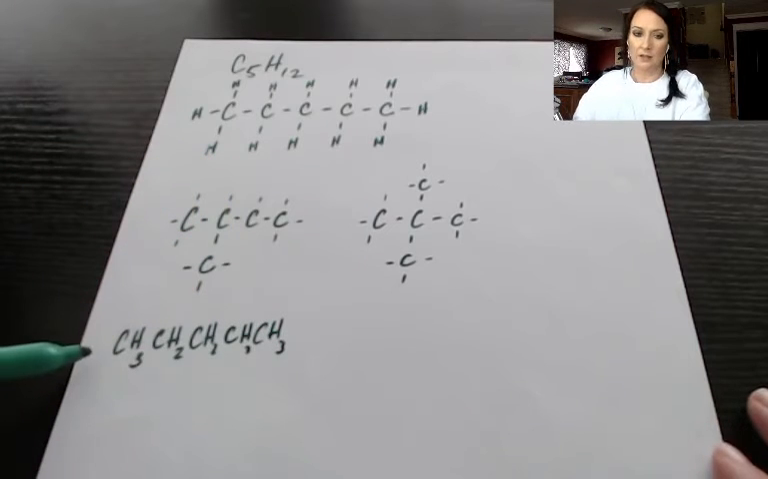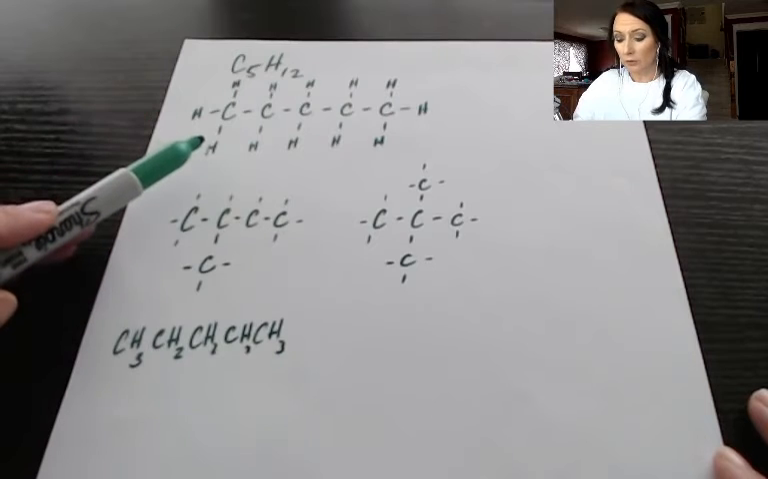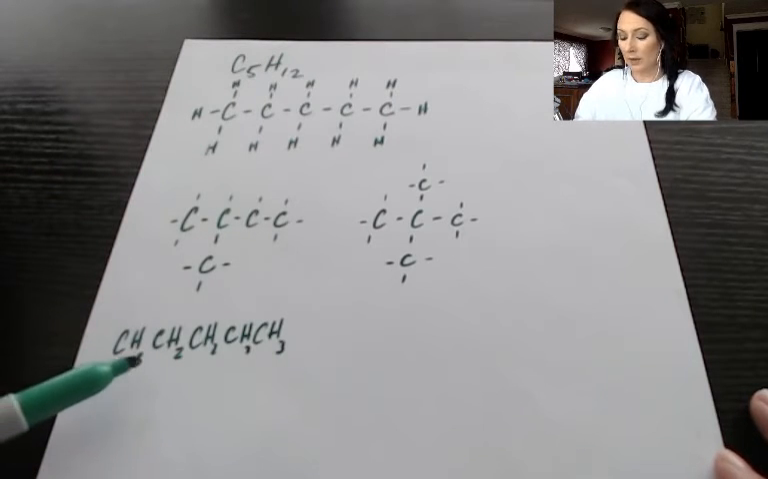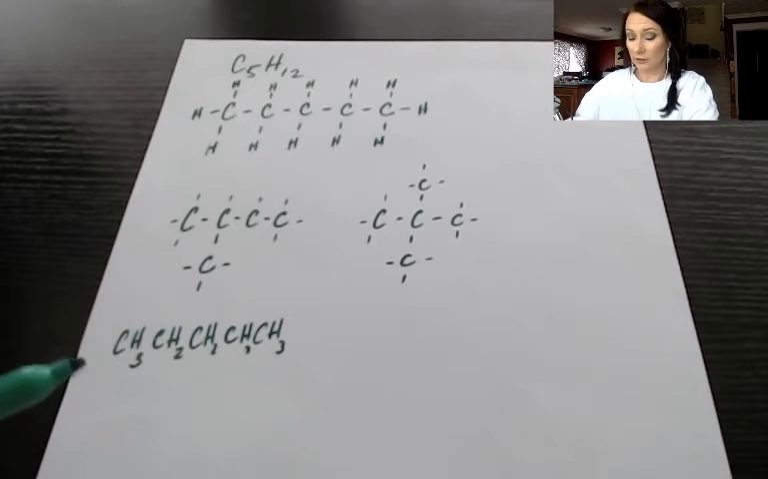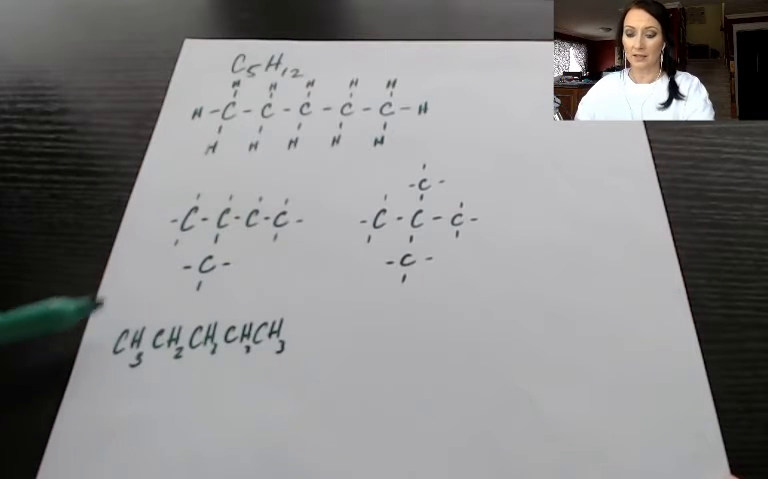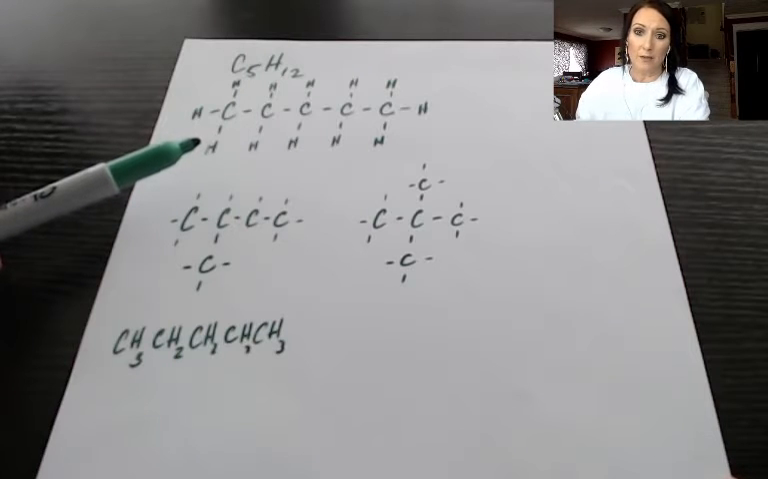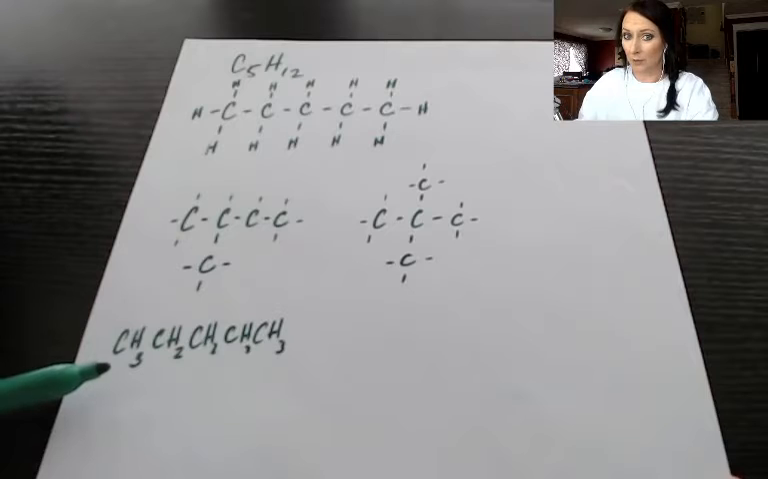This would be the condensed formula. It's a little bit faster to write than the full structure formula. It does still show me that it's 5 carbons in a row, and 3 hydrogens on the terminal end and 2 on each interstitial. So no different really between condensed and the full structure formula, just more of a time restraint. It's a little bit faster to write it as a condensed formula.